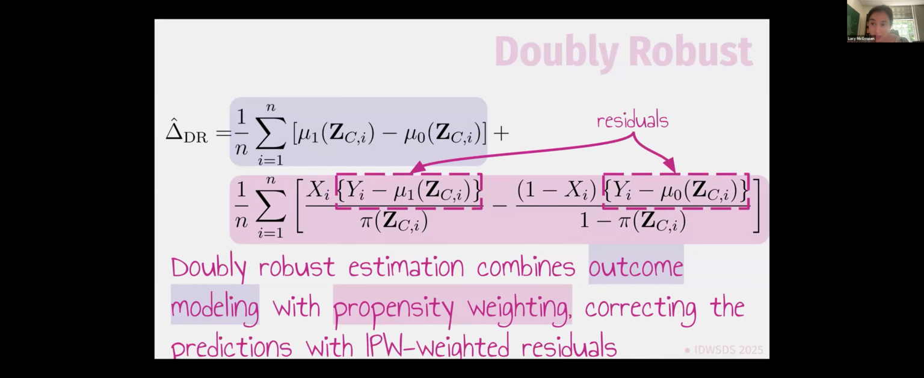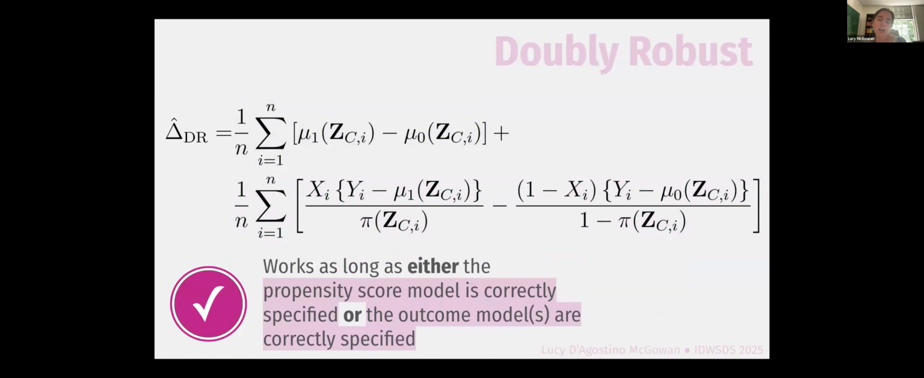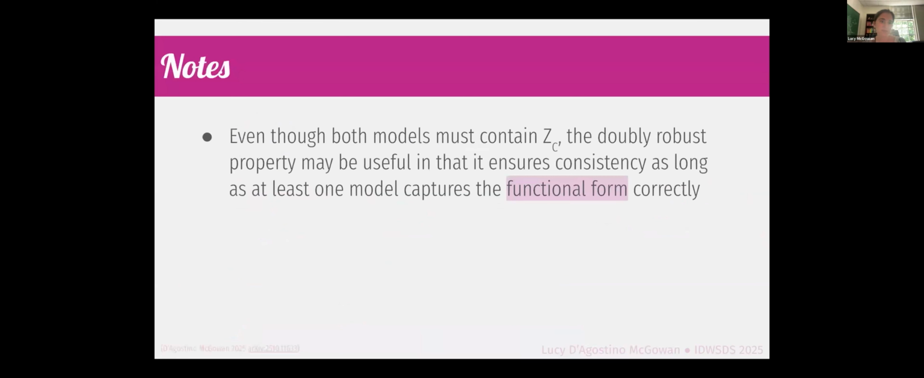And so basically it's correcting your predictions with IPW weighted residuals. This is super smart because what will happen now is that you can either have your outcome model be right, in which case the residuals will be 0 and this will just drop out, or you could have your propensity score model be right, in which case your residuals will get reweighted and you'll get the right answer, or some combo between the two. So the reason why it's called doubly robust is because it works as long as either the propensity score model or the outcome model are correctly specified.